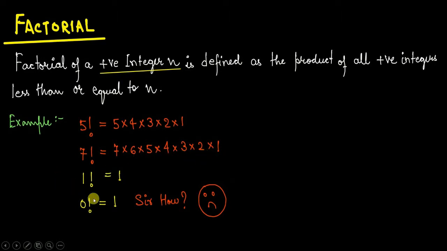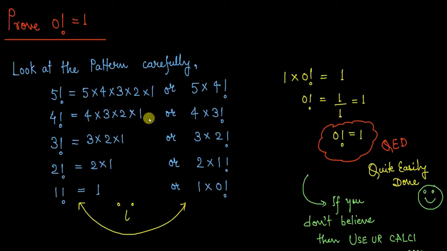And 0 factorial is 1. Now you'll be asking, sir, how is 0 factorial becoming 1? How is this possible, sir? You are subtracting 1 unit from each, so how is this possible? So let's see. Now you'll be saying, sir, prove how this 0 factorial is becoming 1.